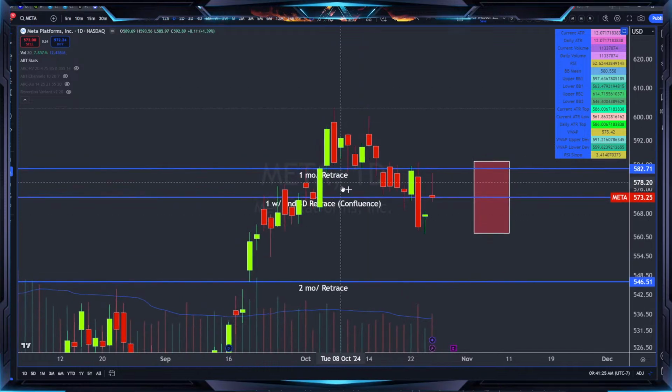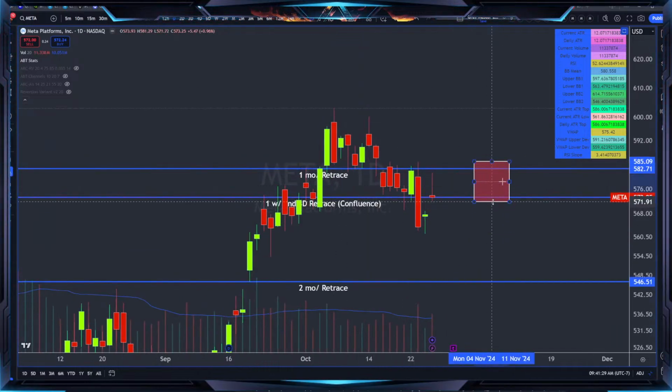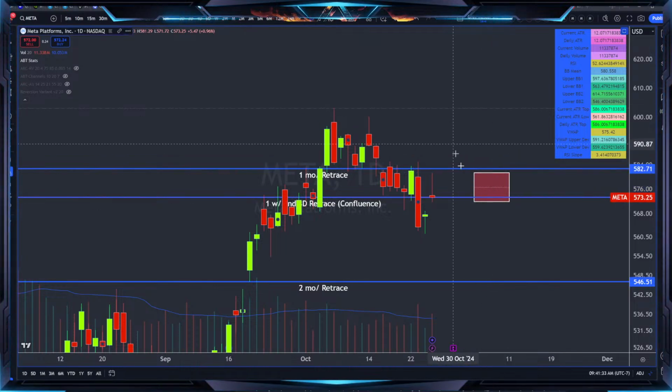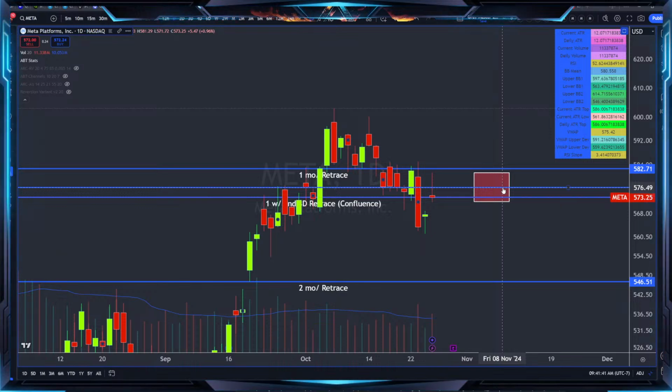Daily closure is telling us that we have a 50% retrace, 576.49. You see how random these times are getting now? I'm going to display something else to you.